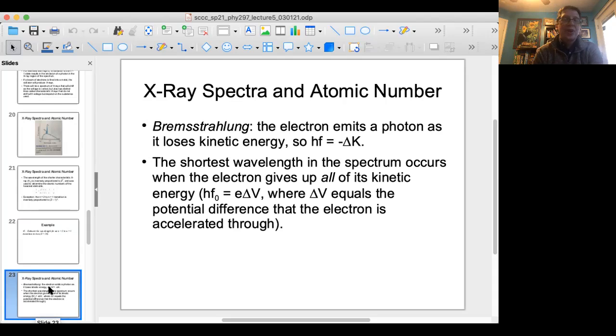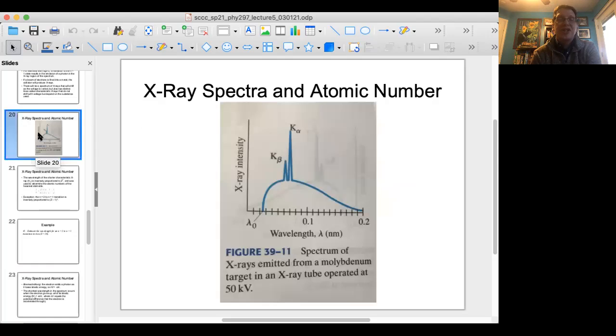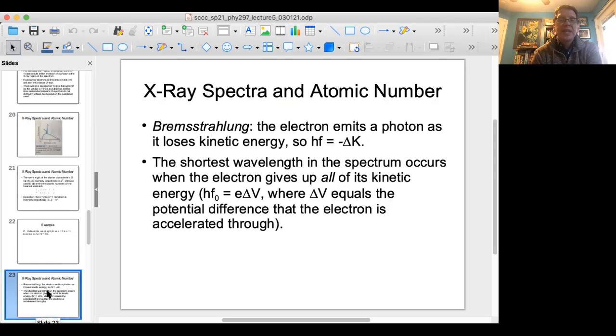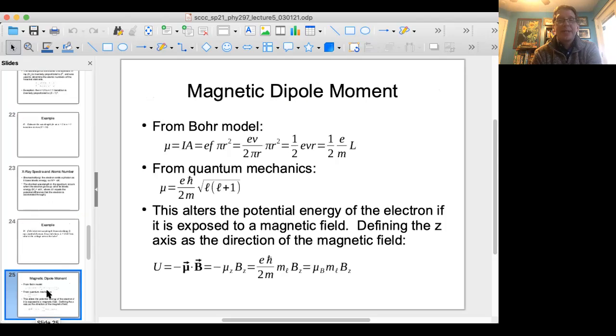And so, when it hits something, it loses all its kinetic energy. And so that's the edge, that's the lambda naught here. But again, you have two special wavelengths. The rest of it depends on the energy of the electrons, which is supplied by the potential difference.